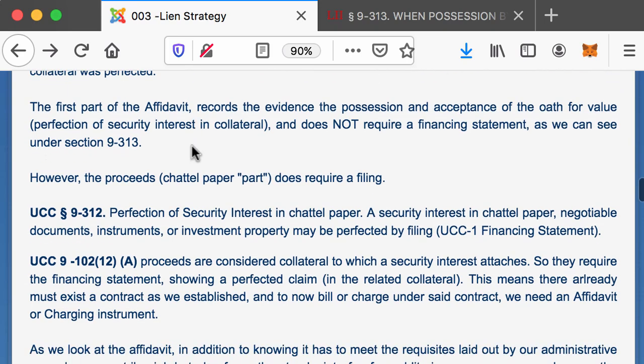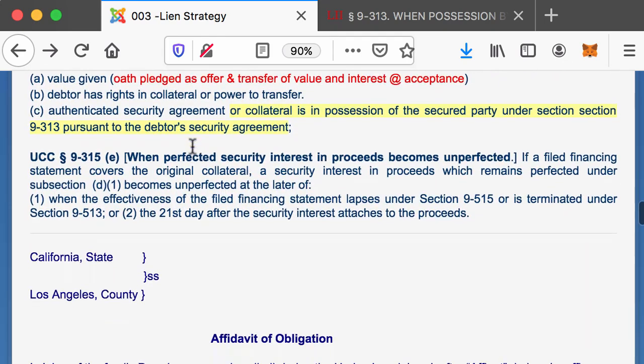And down here, this is important. This is under UCC 9-315(e). It says when a perfected security interest in proceeds becomes unperfected. It says if a filed financing statement covers the original collateral, which in our case it does, because that's the oath, a security interest in the proceeds which remains perfected under subsection (d)(1) becomes unperfected at the later of: 1. When the effectiveness of the filed financing statement lapses under section 9-515.